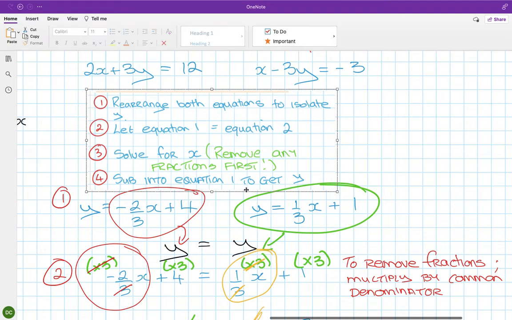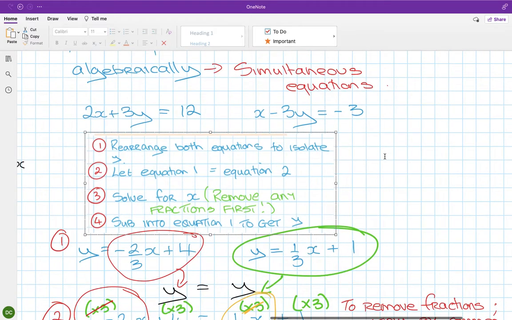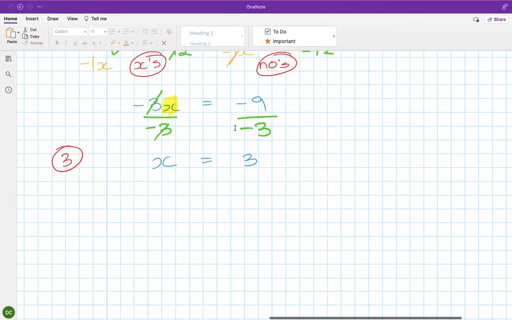And the next thing is to sub into equation 1 to get y. You can actually sub into either equation. It doesn't have to be equation 1. I was just writing it down as a rule. So I'm going to take this first equation, 2x plus 3y equals 12.